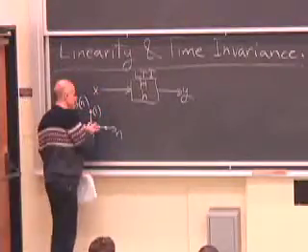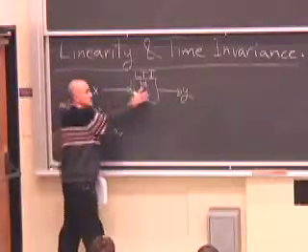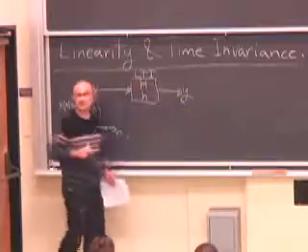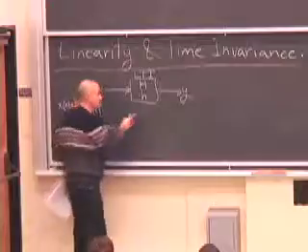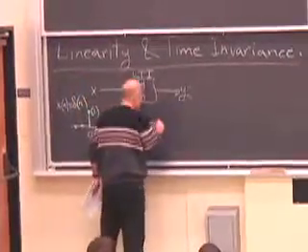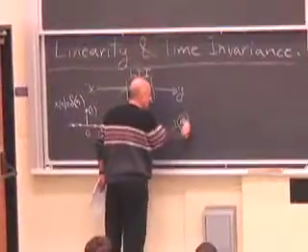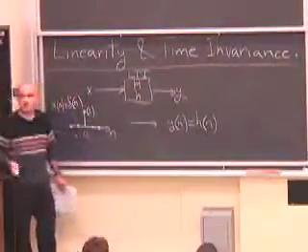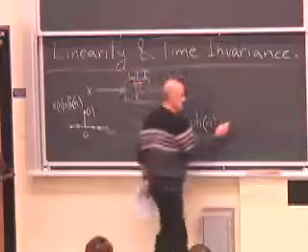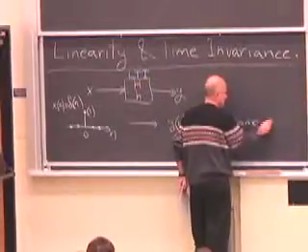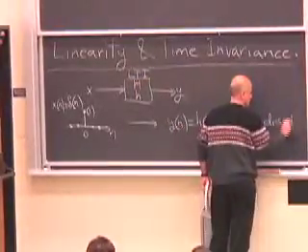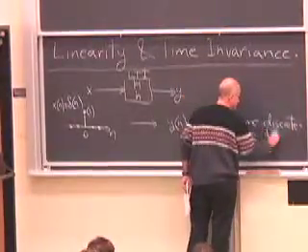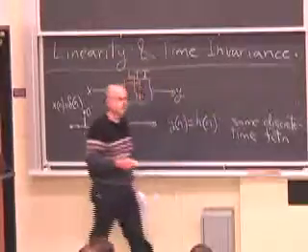When you apply this Kronecker delta to a system, it'll have some response. We call this response with the small letter h. So in this case, y of n will be h of n. H of n is some function of time, some discrete time function. Okay?